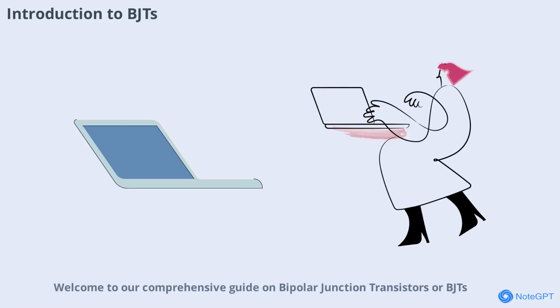Welcome to our comprehensive guide on bipolar junction transistors, or BJTs. In this unit, we'll explore the fundamental aspects of BJTs, including their construction, operation, and various configurations. Whether you're a student or an electronics enthusiast, understanding BJTs is crucial for mastering modern electronic circuits. We'll break down each concept step by step, making it easy to grasp even the more complex topics.